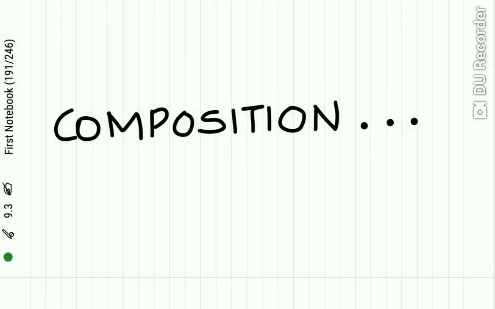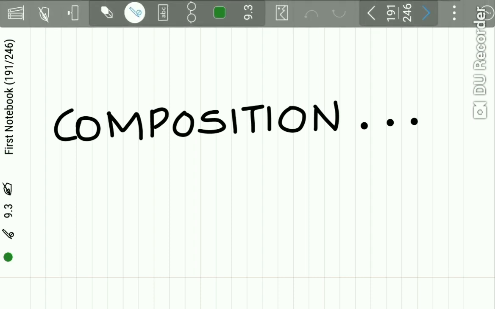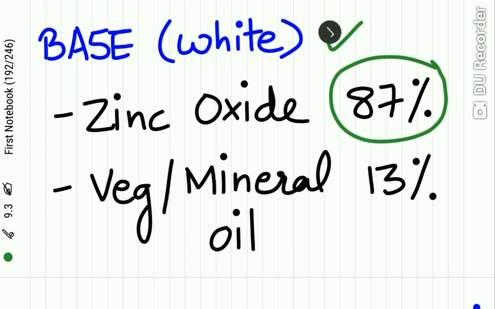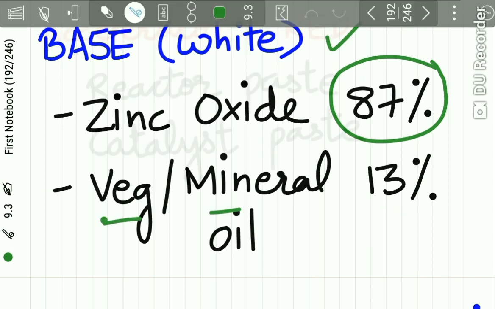Now, coming to the composition of the ZOE paste, we will see one by one what is contained in the base paste and what is there in the accelerator paste or the catalyst paste. The base paste is white in color, and the principal ingredient present in it is zinc oxide, which is 87%, and 13% of vegetable or mineral oil is also present.